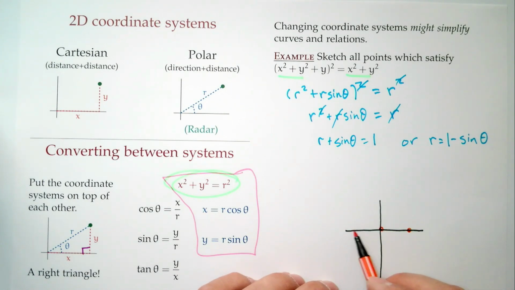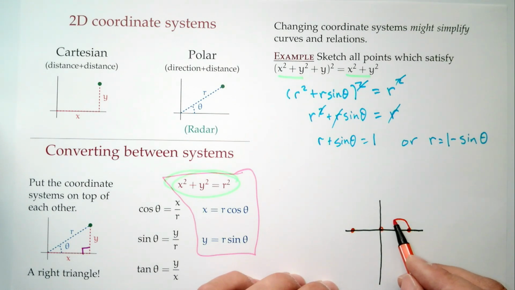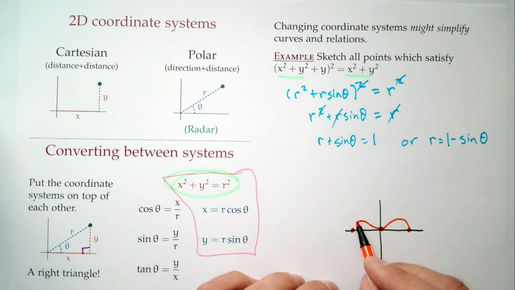When I come over to the positive pi, over here, what's r? So 1 minus sine of pi. It's 1 again. So again I start at 1, and we can start to draw it. And then as we move in, we get closer. The closest it's going to be is 0. And then as I move out again, I'm going to start moving out.